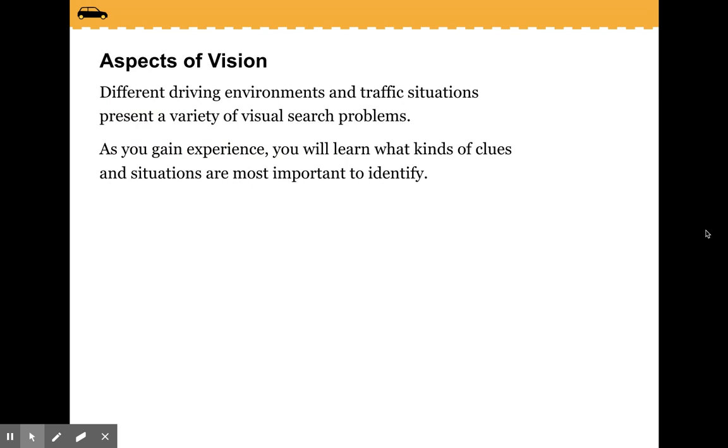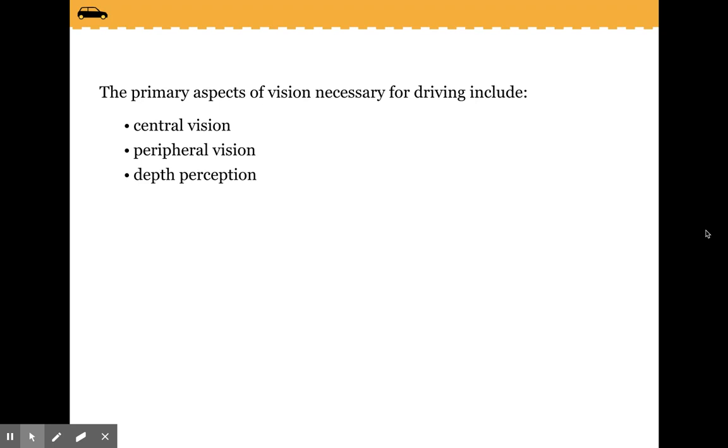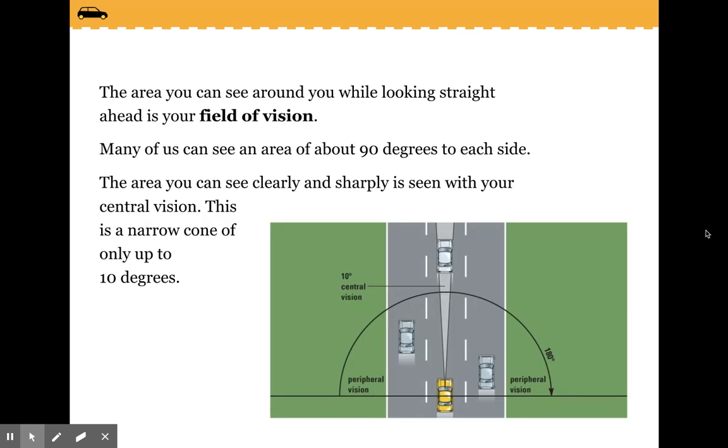Different driving environments and traffic situations present a variety of visual search problems. As you gain experience, you will learn what kinds of clues and situations are most important to identify. The primary aspects of vision necessary for driving include central vision, peripheral vision, and depth perception.